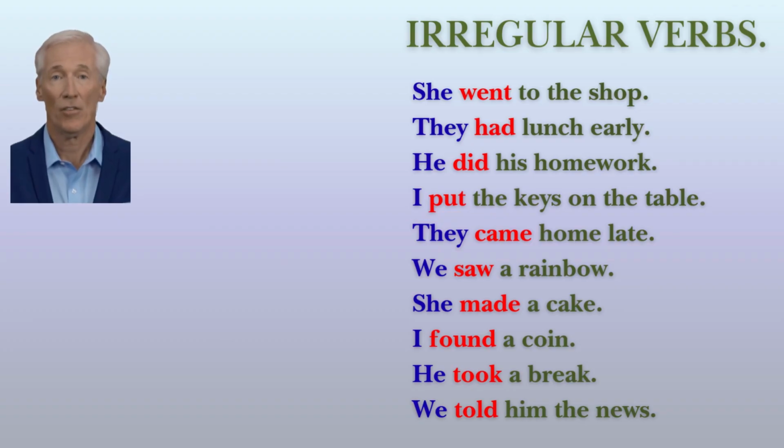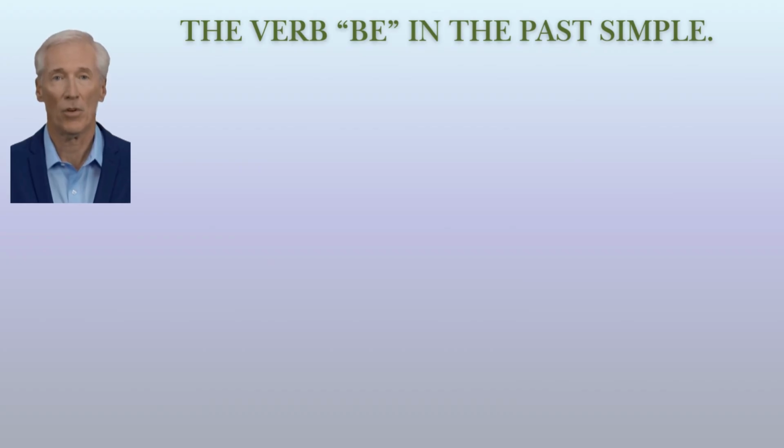You've cracked the irregular verbs. Well done. But there's one verb that changes more than any other and is truly in a league of its own when it comes to the past simple, be. Let's examine its unique structure now.